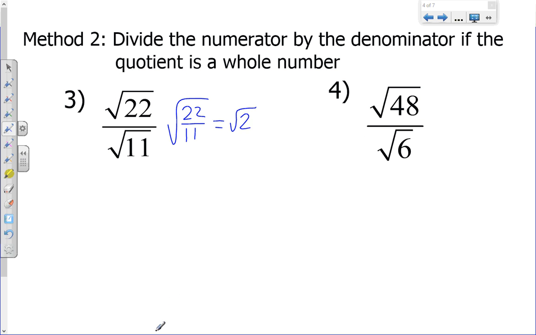It looks like the problems in the warm-up, so you need to check and see, does the square root of 2 simplify? Nope, 2 is prime, so we are done. All right. Is 6 a perfect square? No. Does 6 divide into 48 though? Yeah, so I want to do that division.